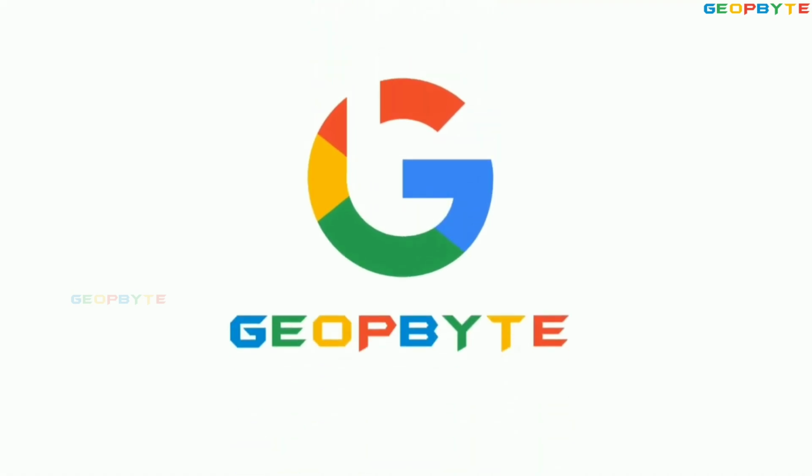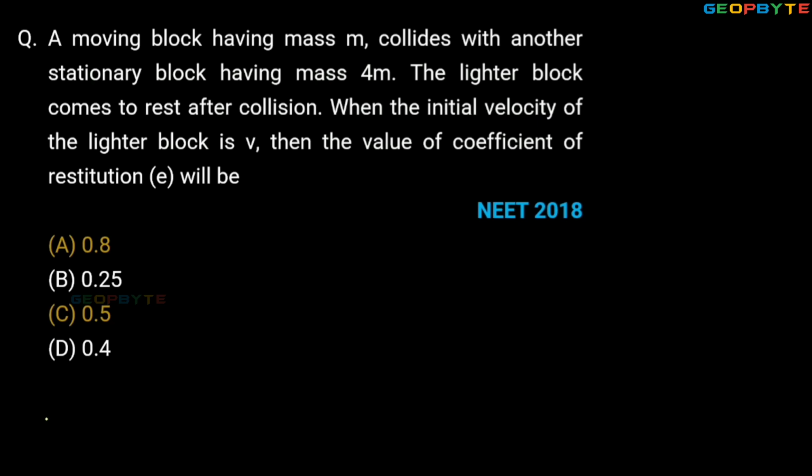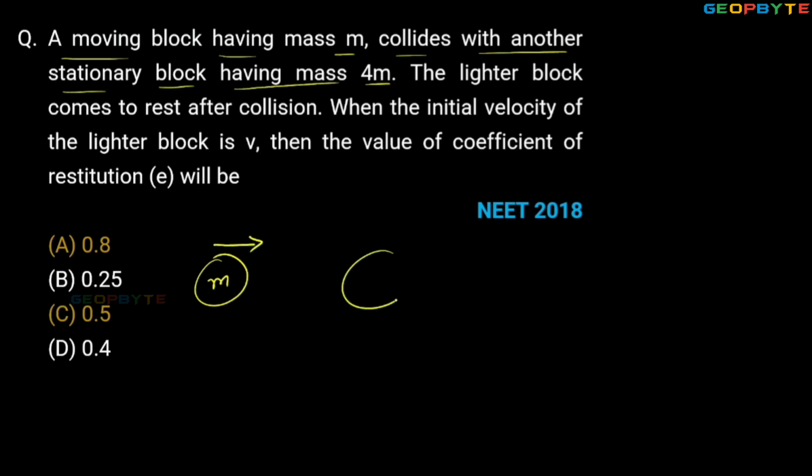Look at another important problem. It is asking like this. A moving block having mass m collides with another stationary block having mass 4m. The moving block of mass m has some velocity, and the other one is stationary, with mass 4m. The lighter block comes to rest after collision.